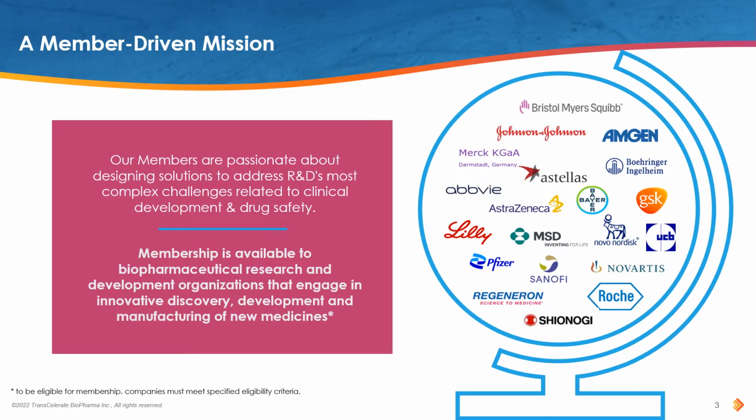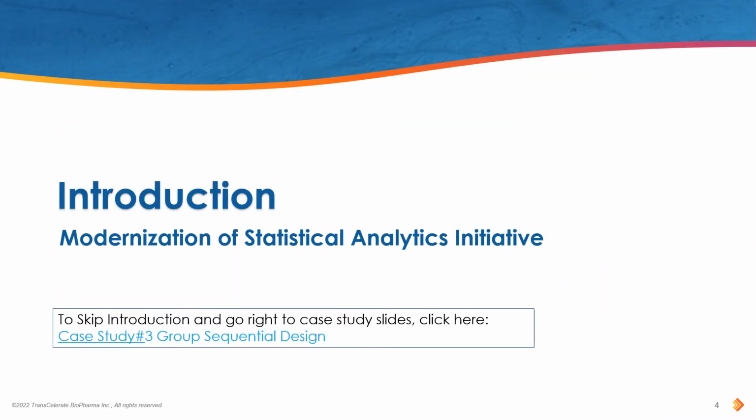We are a membership-driven organization and passionate about designing solutions to address R&D's most complex challenges related to clinical development and drug safety. Founded in 2012, we have over 60 solutions being delivered across 25 initiatives, across 3 strategic priorities, 20 member companies, 30 initiatives, including 5 pharmacovigilance initiatives. If you'd like to skip this introduction, feel free to go right to the case study slides on number 16.